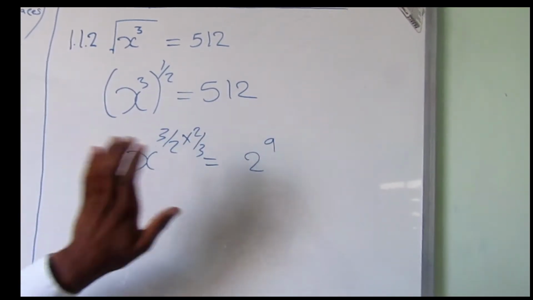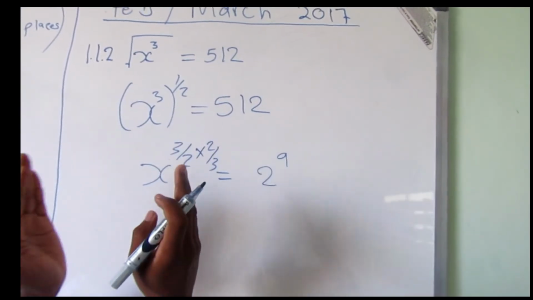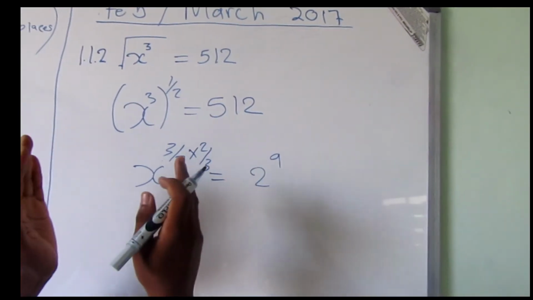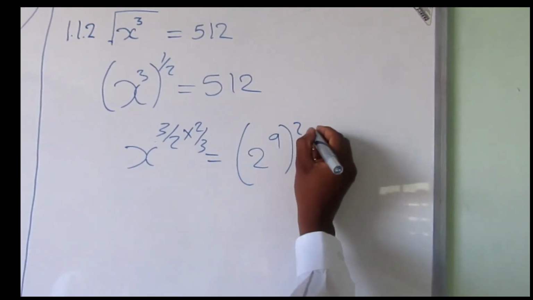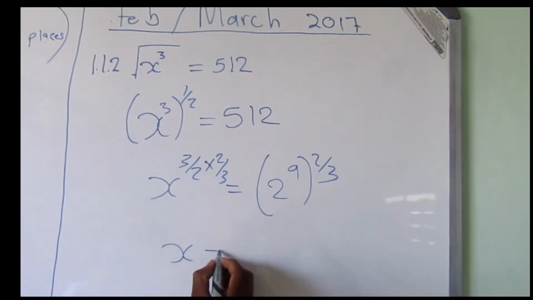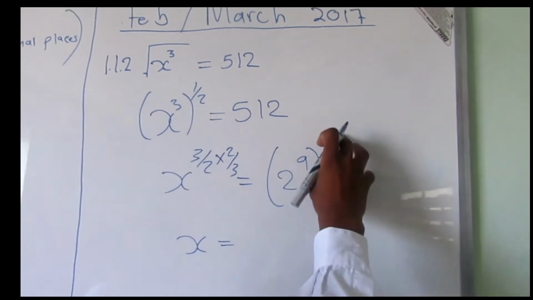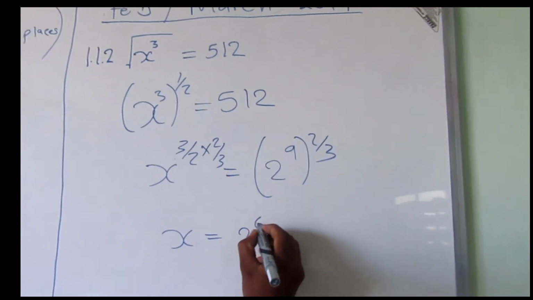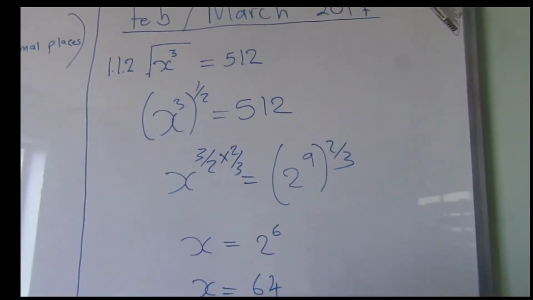Then when we change this to be 1, we have to multiply with 2 over 3. And we multiply both sides, meaning we multiply here, and here we're going to say, okay, again it is 2 over 3. Then if we simplify, this is going to give us 1, this is going to give us 2 to the power 6, of which x is equal to 64.